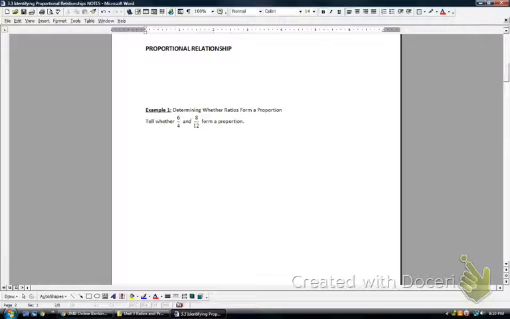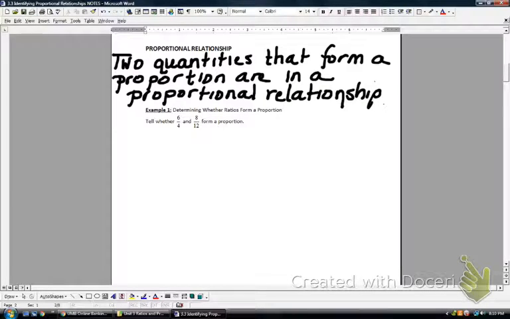A proportional relationship: two quantities that form a proportion are in a proportional relationship. So there's the definition, and that example that we just wrote down is a proportional relationship. Example 1 says determining whether ratios form a proportion. Tell whether 6/4 and 8/12 form a proportion.